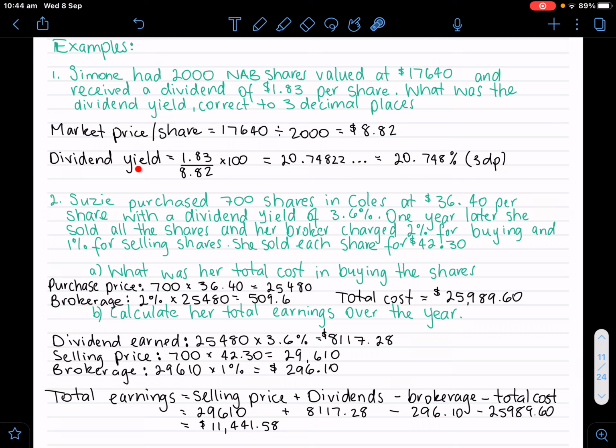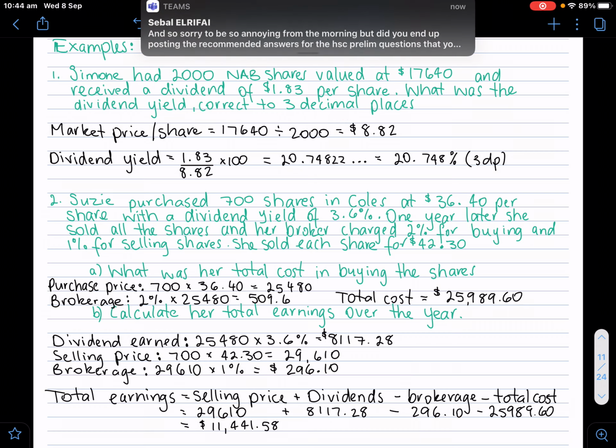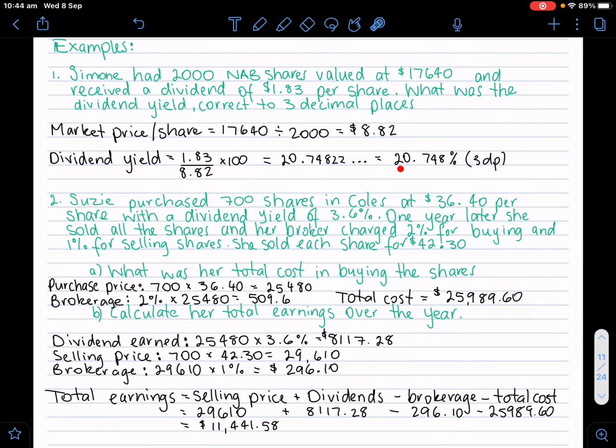So the dividend yield is quite simple. Now we just put our dividend over the market price per share times by 100, and we get that. Now we have to round that off, remember? So we round it off to 3 decimal places and we get 20.748%.